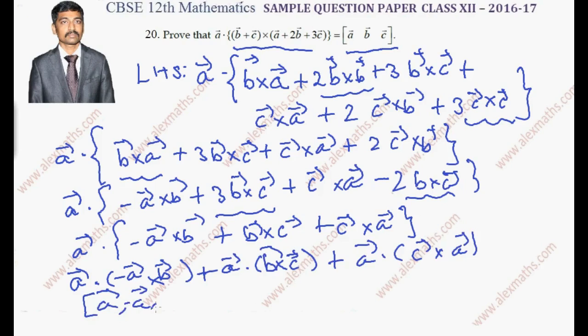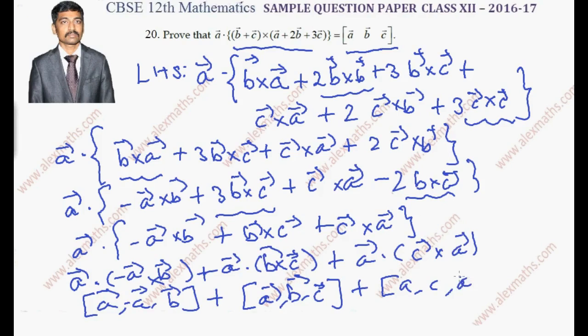So A comma minus A comma B is the first term. This is A comma B comma C. This is a scalar triple product. Then this is A comma C comma A. The first and the last term is 0. Then we are left with only the middle term, which is the box product of A, B and C.